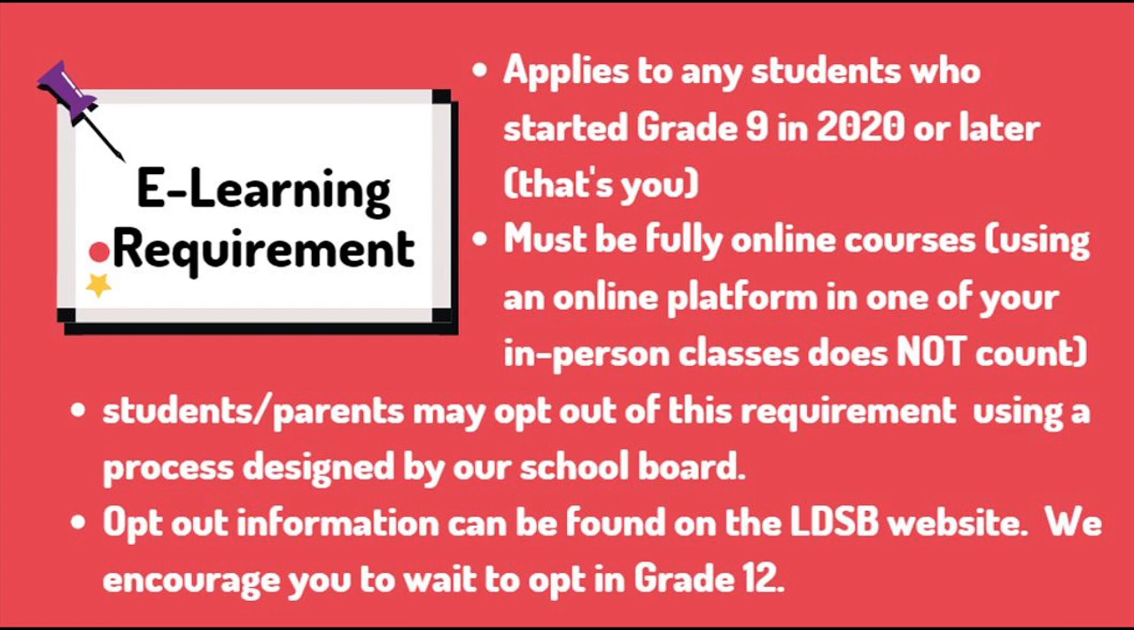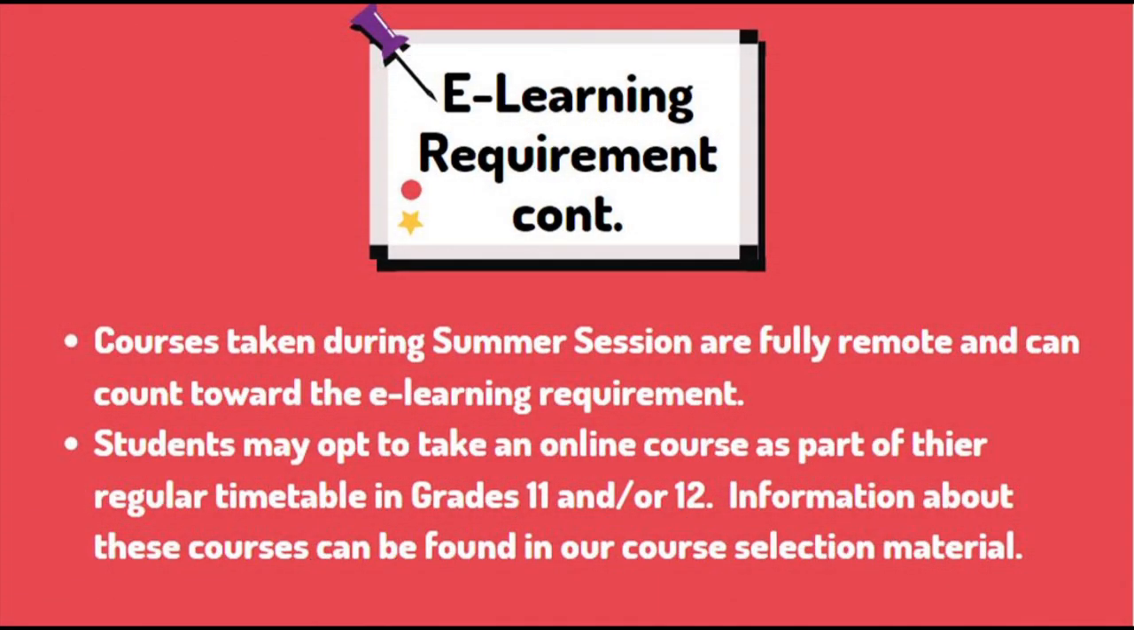For a variety of reasons, we encourage students to wait until their grade 12 year to opt out. Any courses of any grade level taken remotely during summer school can count towards your online learning graduation requirement. More commonly, though, students may opt to take an online course as part of their regular school timetable during their grade 11 and/or 12 year. Information about these courses and how to register for them can be found in the last page of our course list package or by speaking with a guidance counselor.